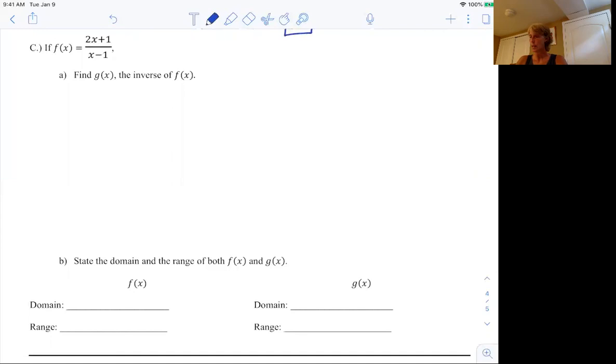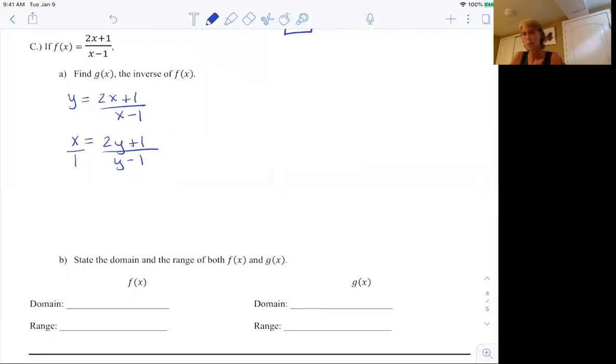Now let's look at this. I have f of x equals 2x plus 1 over x minus 1. I want to find g of x, which is going to be the inverse of f of x. So if I want to find the inverse of something, always start by replacing f of x with y. Now we're going to physically switch our x's and y's. Now we're going to do a lot of algebra. So you're going to have to really be building up your algebra skills here. Think about this. If I want to solve for something, I'm going to cross multiply first.